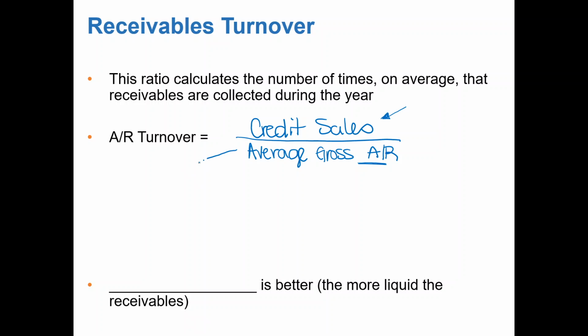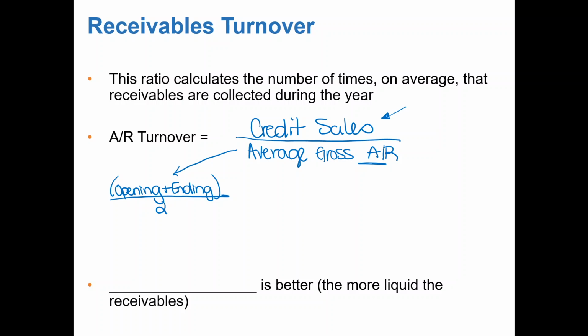And average gross AR, just like with inventory, when we're calculating the average, we take the opening plus the ending, and we divide that by 2. So that's how you'll get the average.